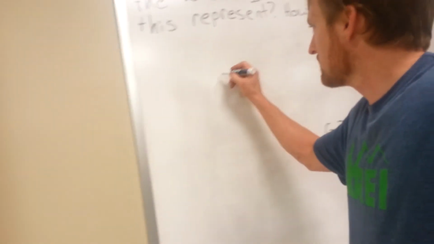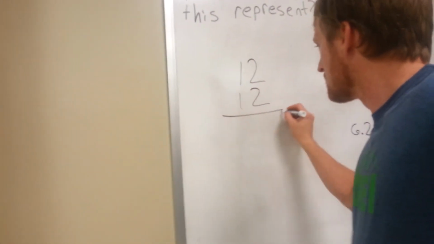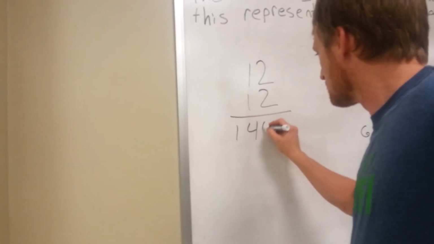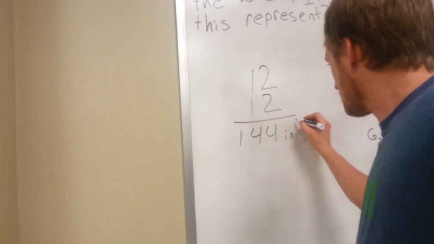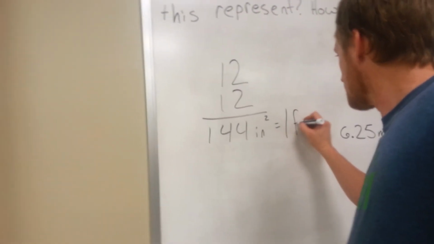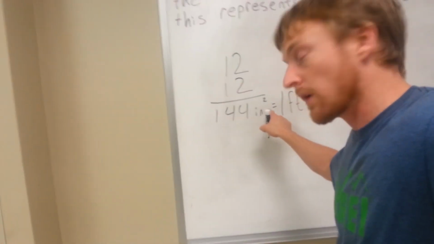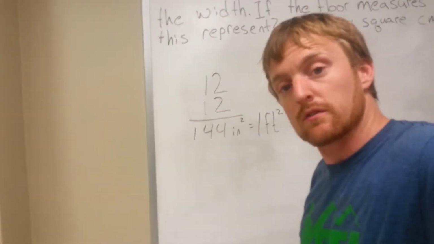What does that actually mean? So 12 times 12 in inches gives you 1 square foot. 144 square inches is actually 1 square foot. Okay, that's an example in both SI units and standard units.